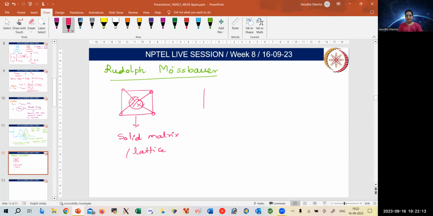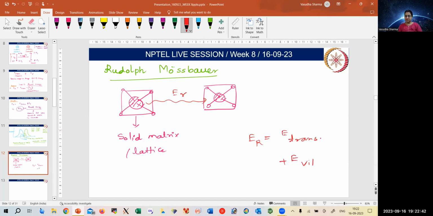Similarly, it happens for the sample also, because in both cases it is showing the recoil energy, right? So in this particular case now, because of the solid matrix, the effective mass of the whole system would be very huge. So the recoil energy becomes very small. So recoil energy is now given as E translational, that translational motion, plus E vibrational. Vibration is coming from the lattice vibration.